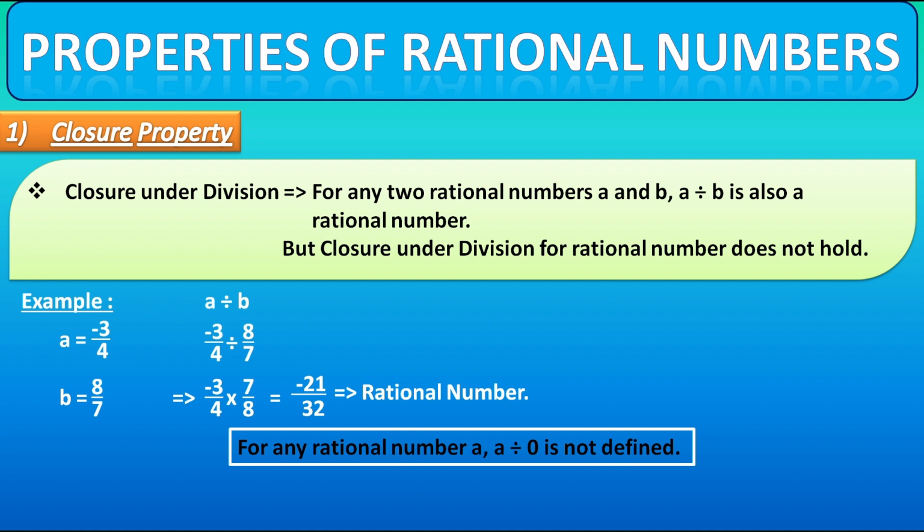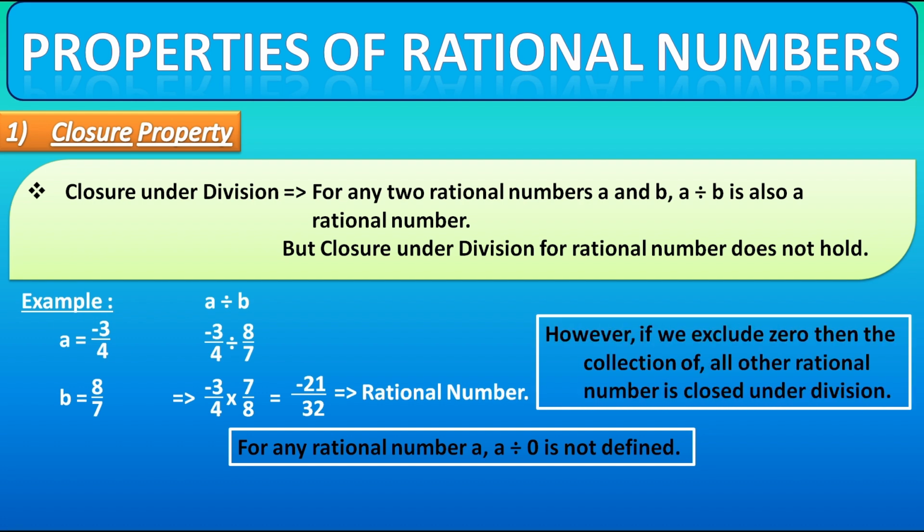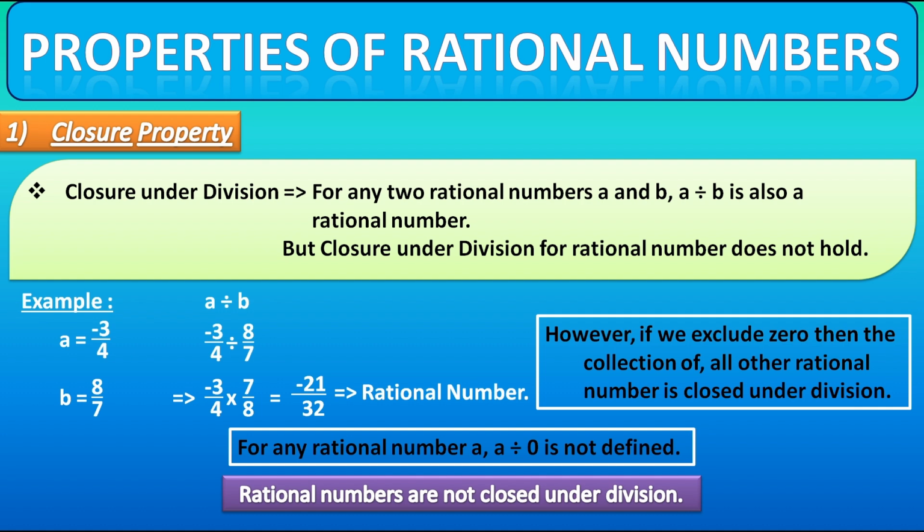However, if we exclude 0, then the collection of all other rational numbers is closed under division. But just because of this one factor, that is, when we divide any rational number by 0, it will not hold. That's why we can say that rational numbers are not closed under division.